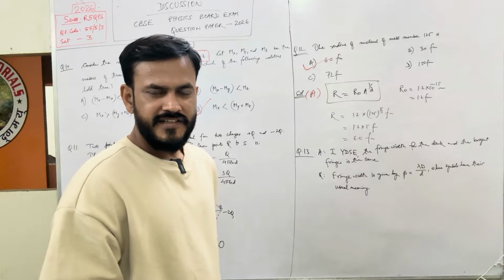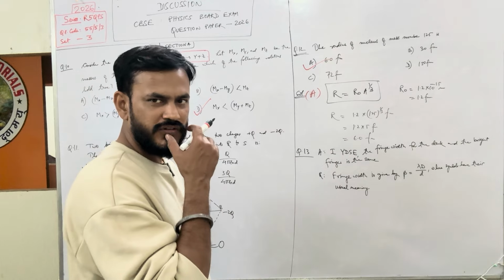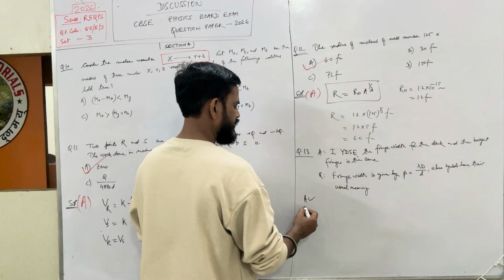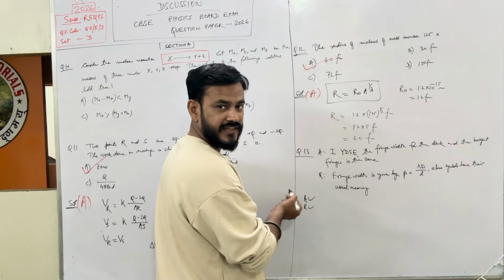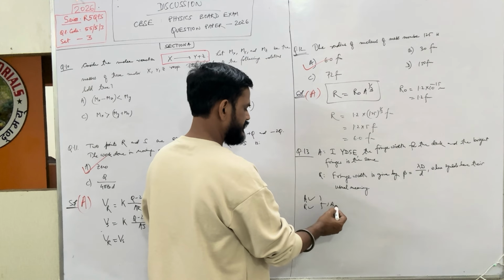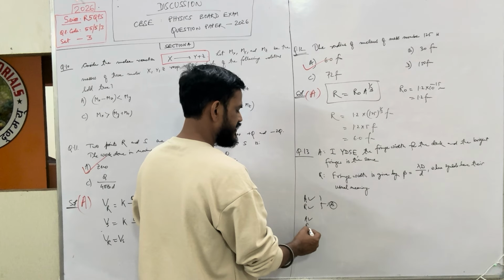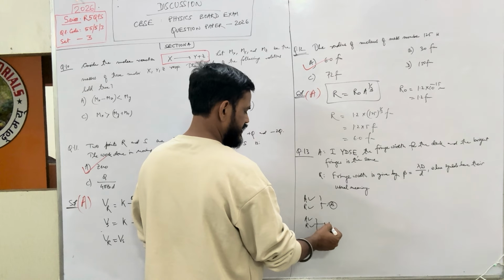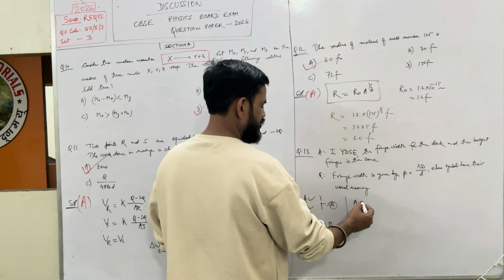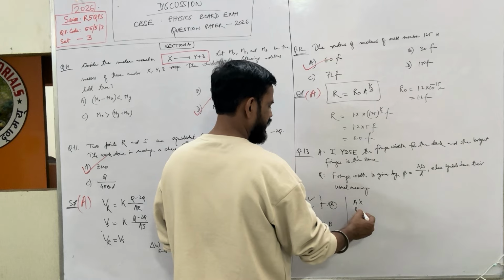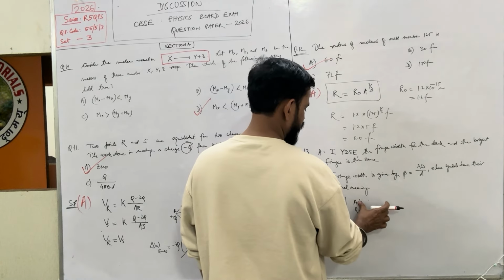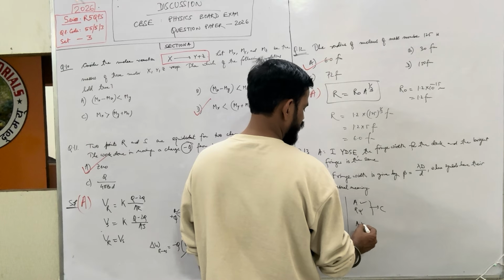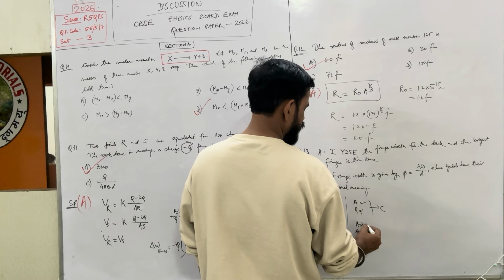This is an assertion and reasoning question. The rule for assertion reasoning questions is: if the assertion is right, the reason is right, and the reason is the correct explanation, the answer is A. If the assertion is right, the reason is right, and the reason is not the correct explanation, then the answer is B. If the assertion is right and the reason is wrong, the answer is C. If both of them are wrong, then the option is D.